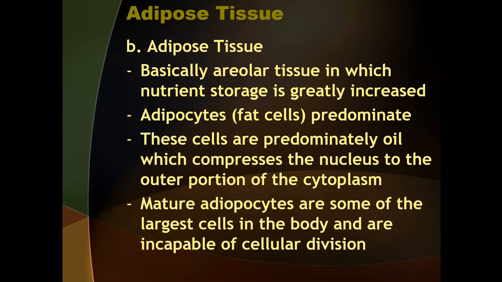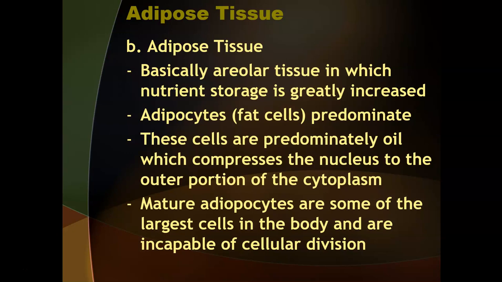The second form of loose connective tissue is something called adipose tissue, which is what you're all thinking, fat, what we call it generally. Adipose tissue is a specialized loose connective tissue. So we say it's basically areolar tissue in which nutrient storage is greatly increased. The cells that we find in adipose tissue are called adipocytes.